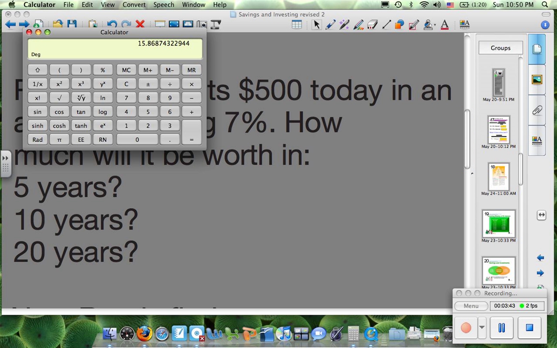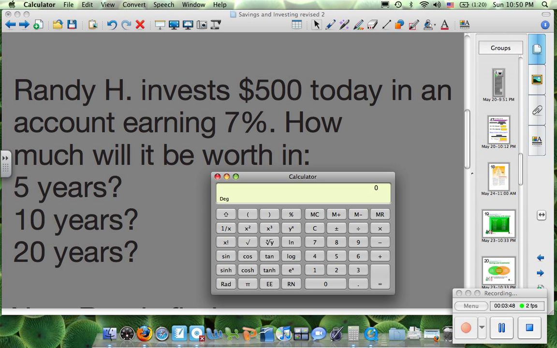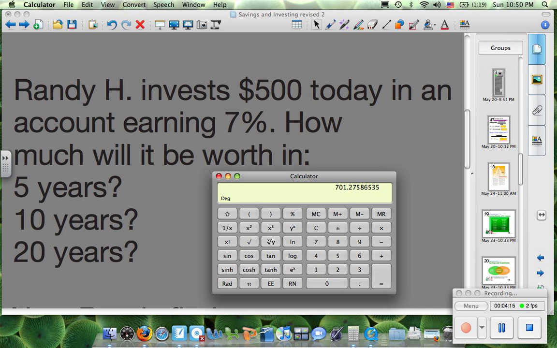Okay. Again, we will take 1 plus, in this case, 7%, or 0.07. That gives us 1.07. Y to the x, we'll do the first one, 5 years. And multiply that by the original amount, which would be times 500. And we end up with $701.28 for the first one.